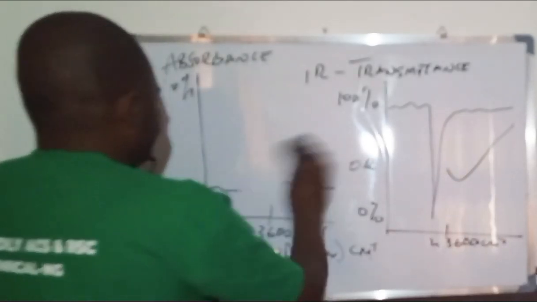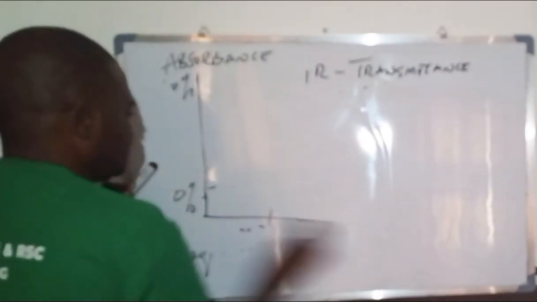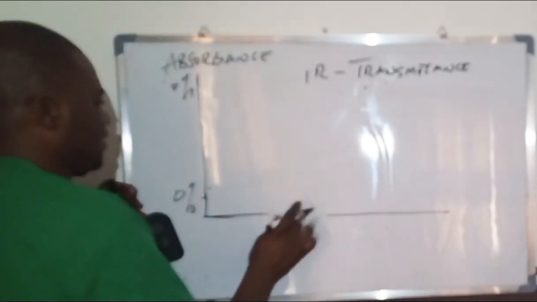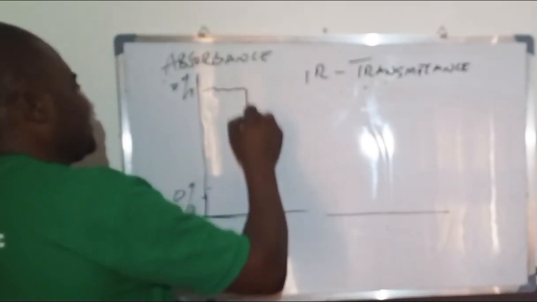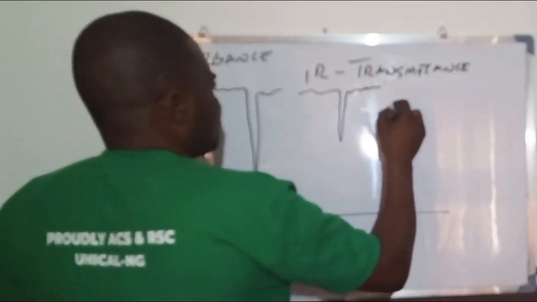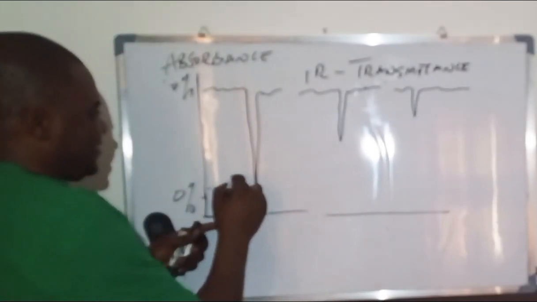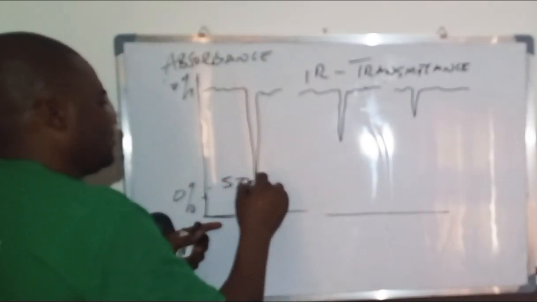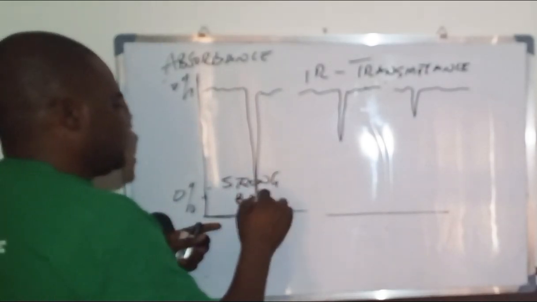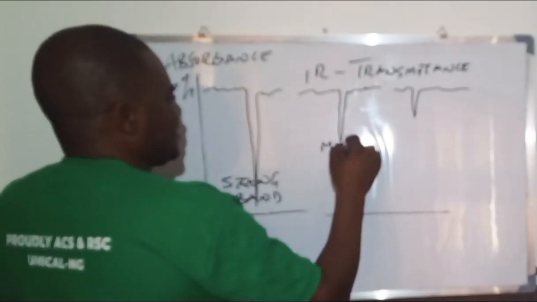Now this is what we mean. You can have a spectrum that shows this, the one that shows this, and you can also have the one that shows this. So you can see that this is a strong spectrum, or a strong band. This is a strong band. And then this is a medium band.